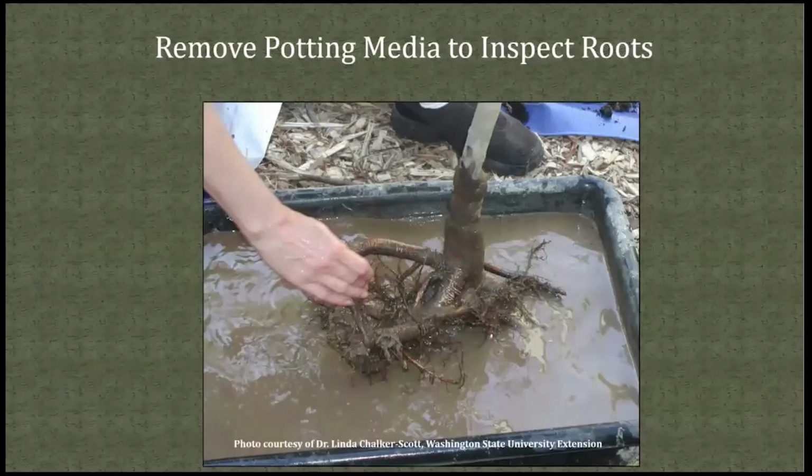So these are the steps in root correction. And we're using a tree as an example. And these photos are from Dr. Linda Chalker-Scott, who is a very strong proponent of root preparation before planting. So step one, in order to see the root, we have to remove the medium around it. And it's best to do this during cool weather in a shady area and keep your roots moist.